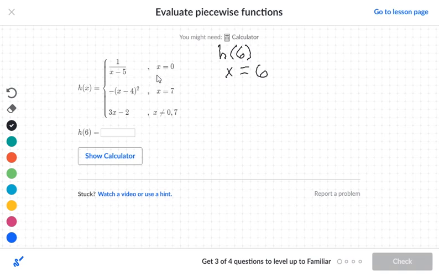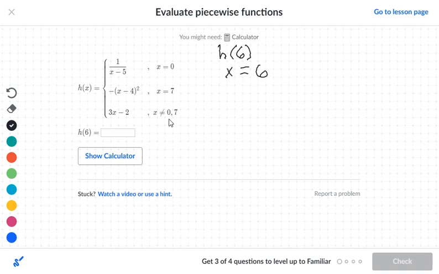Well, this formula gives us three different types of formulas to plug in for the x. You take the 6, put it in for the x, but you only use the one that's made for x equal to 6. This one has got to be x equal to 0, so that's not going to work. This one has to be x equal to 7. That's not going to work.